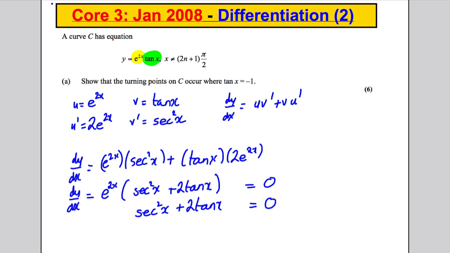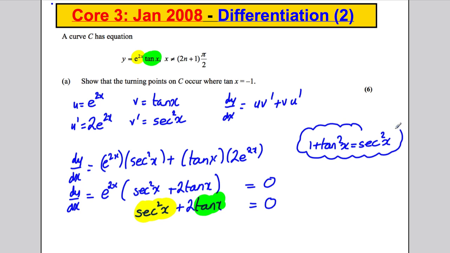Now, you can't solve this currently. There's secs going on here, and there are tans going on here. Could you make them all in terms of sec or tan? Well, you know one of the rules, you know that 1 plus tan squared x is sec squared x. That is one of the identities you need to be able to use. So instead of having sec squared x, put 1 plus tan squared x plus 2 tan x is 0, replace it there, and this is a quadratic.